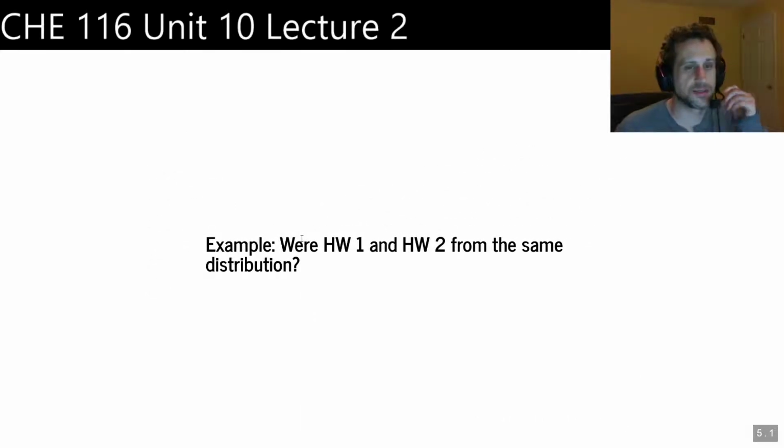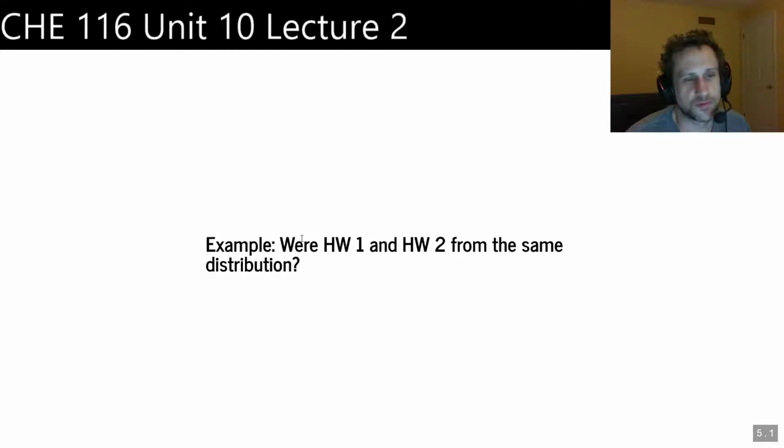So I have some data included for this lecture, and it's some grade data from, I think, 2018, but obviously the grades are anonymized. One example of a hypothesis test you could do: are homework 1 and 2 grades from the same distribution? That is, is there a significant difference in how the homework looks between homeworks 1 and 2?